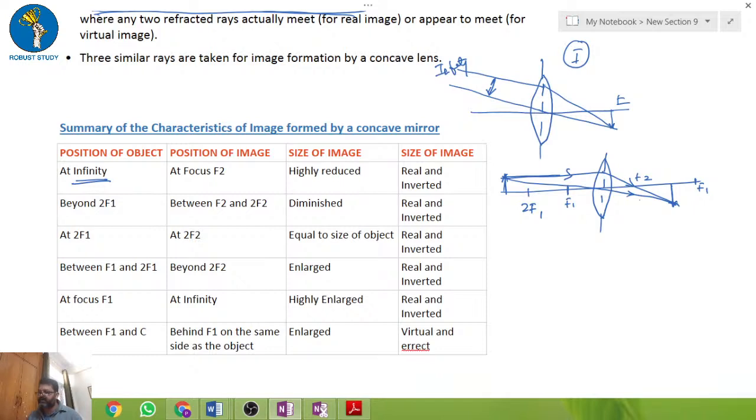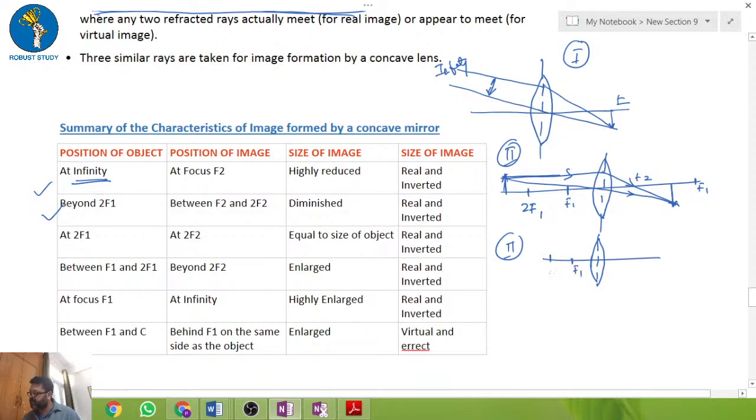Second one, third one we have discussed, this is the second one. Now the third one says if the object is at 2f. Suppose this is f1 and this is f2, and 2f1. If this is an object, when the ray is parallel, after refraction it will pass through f2, as happens in every case, and the point where it meets is nothing but 2f2.